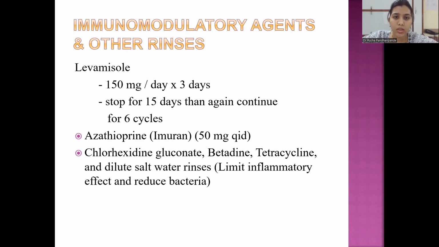Certain mouthwashes or mouth rinses can also be given to the patient, such as chlorhexidine gluconate, betadine, and tetracycline, and dilute salt water rinses to reduce the inflammation and bacteria in case of aphthous ulcers.